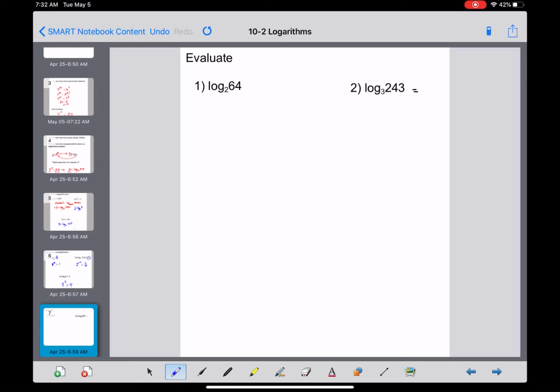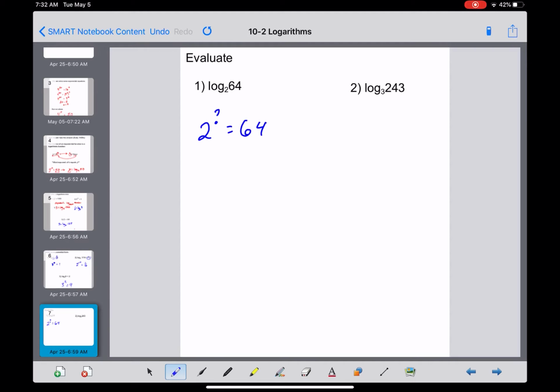So the types of problems you'll see on your assignment today will say evaluate a logarithm. And it'll give you something like this, the log base 2 of 64. So the thing we need to be asking ourselves when we see this type of problem, this is really asking us the base to what power equals that number. So if I see something like log base 2 of 64, what this is really asking is this base 2 to what power would equal 64.